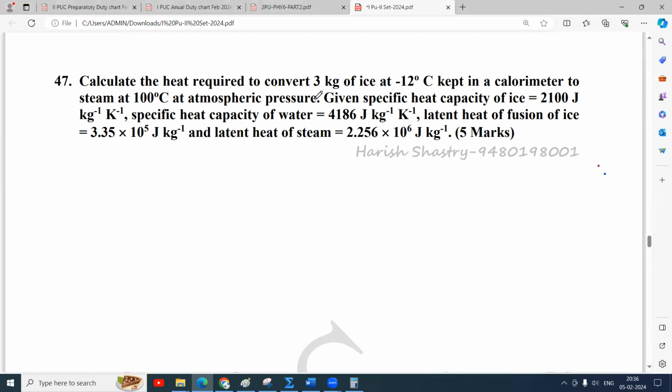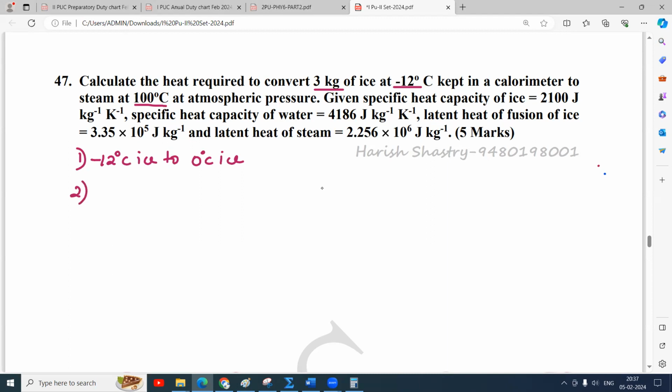So, let us see how to convert this 3 kg of ice at minus 12 degrees Celsius to 100 degrees Celsius steam. How many processes will you get in between? What are the changes that are happening in between? You have to supply heat energy for all those changes. So, we'll write it step by step. First step, you have to convert 3 kg of ice at minus 12 degrees Celsius to 0 degrees Celsius ice. So, that is the first step. Minus 12 degree Celsius ice to 0 degree Celsius ice. That is the first step you have to do.